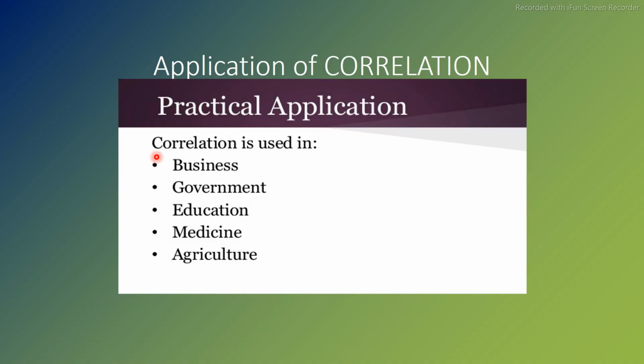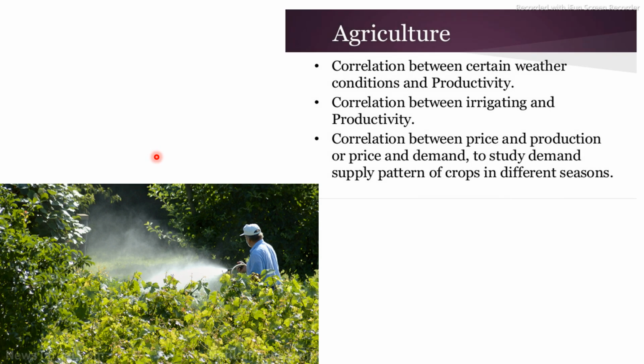Now, there are some applications of these correlations. You will find correlation in every single industry if you have some quantifiable data, if you are capturing data in numbers. In business, government, education, medicine, agriculture, everywhere, because majority of the time you work on numerical data, through surveys and all. You capture the data from society, from the market. If you see correlation in agriculture, so weather condition, productivity.